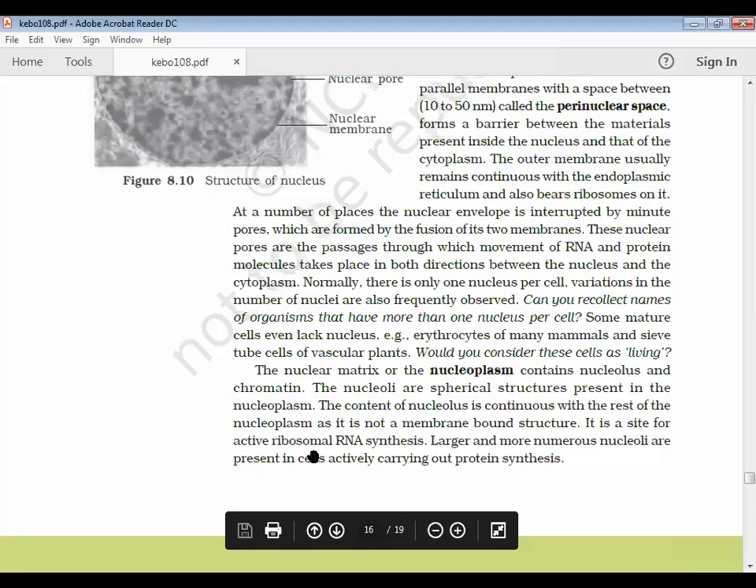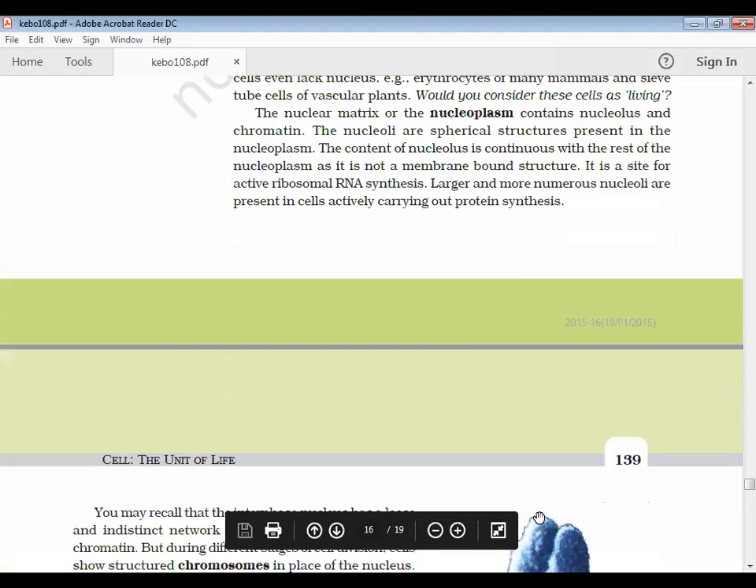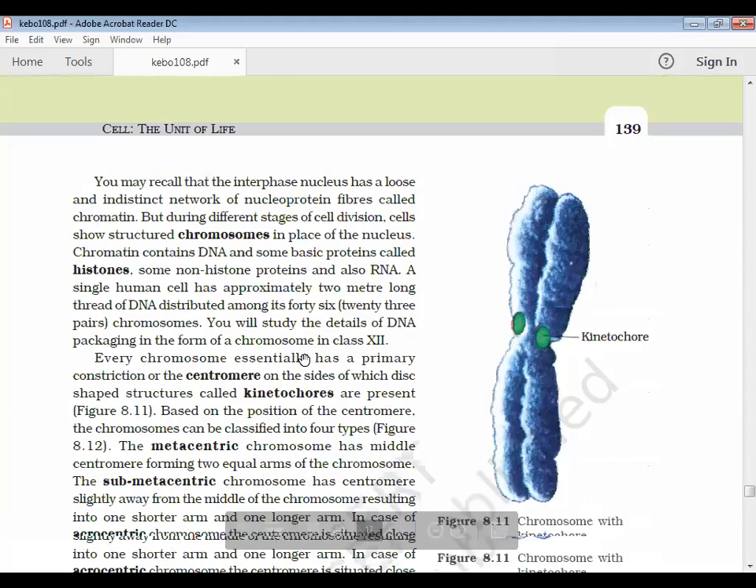It is the site for active ribosomal RNA synthesis. Larger and more numerous nucleoli are present in cells actively carrying out protein synthesis.